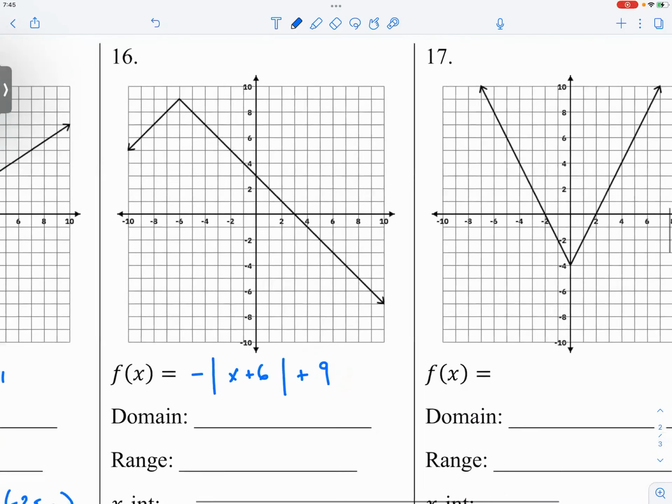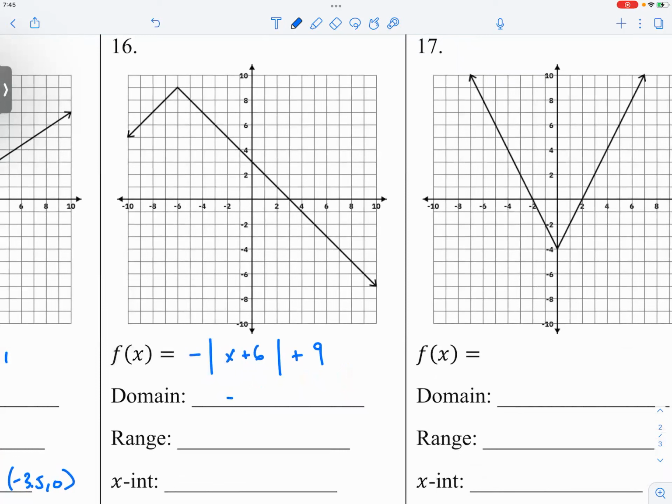Domain, as I said in class, well, that's a giveaway. You would know that it's always from -infinity to infinity. That's just the domain, because it covers all the x values. The range would be from -infinity all the way to 9, including 9.